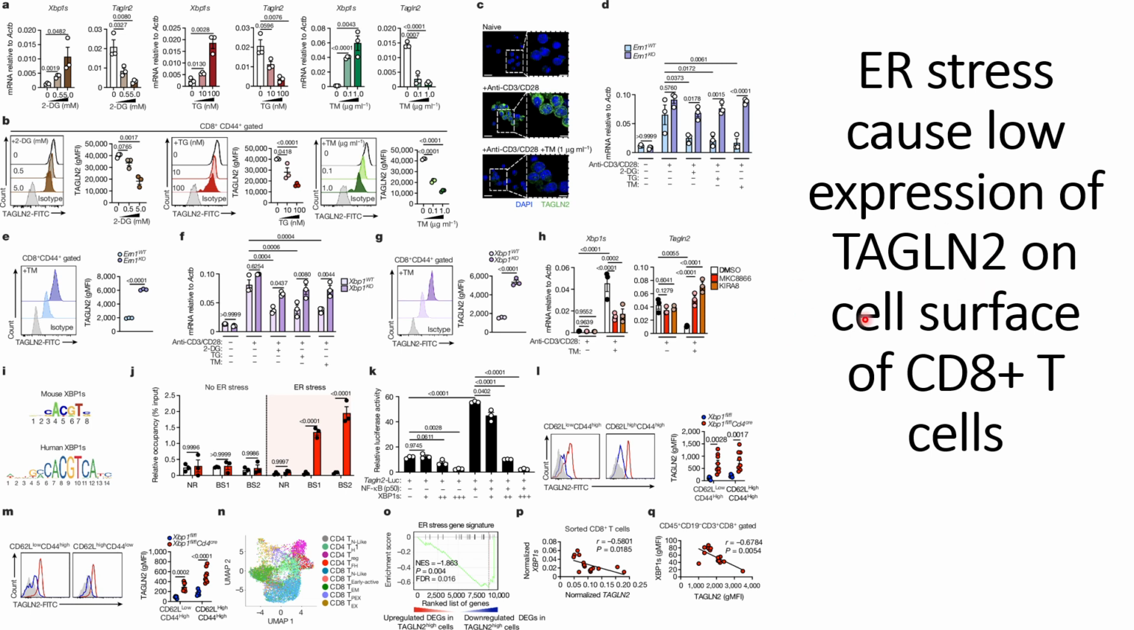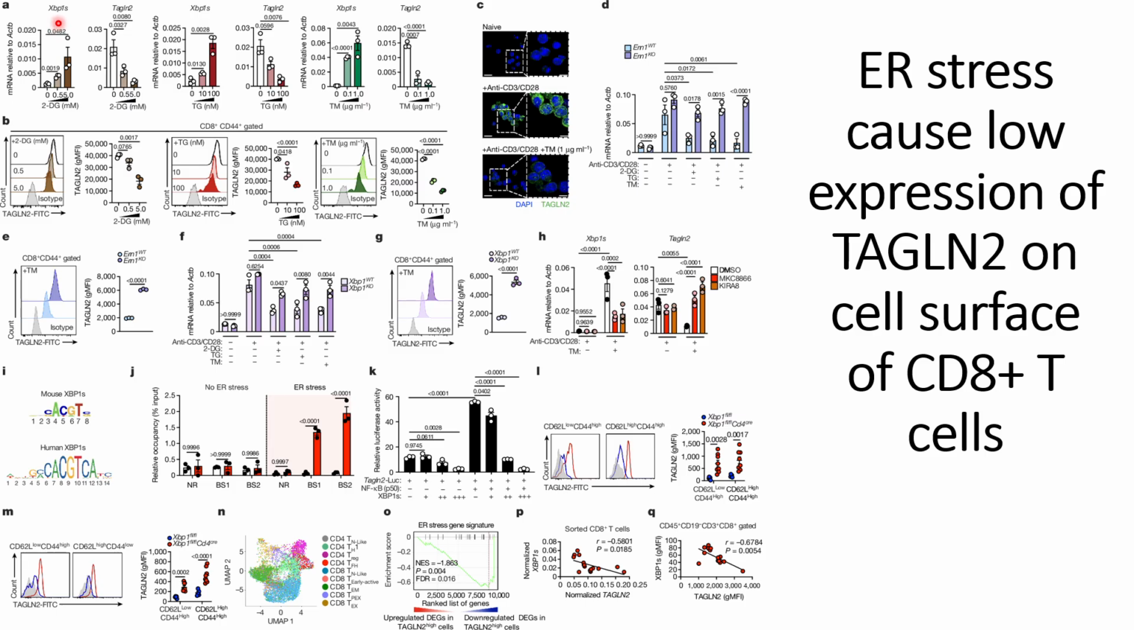From that hypothesis they moved on to check whether this is true or not, and if this is true, then what in the ER stress causes the suppression of TAGLN2 expression on the cell surface. First they checked XBP1, which is one of the factors of the ER stress.